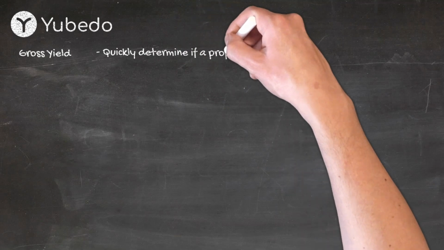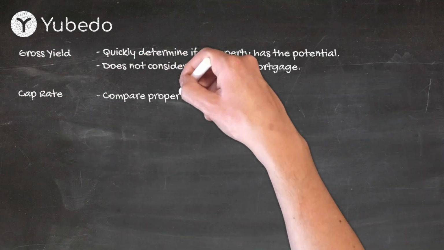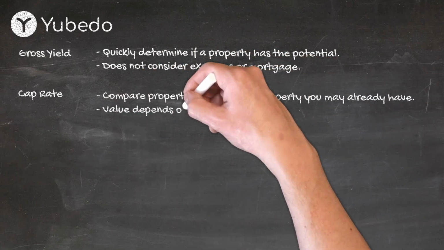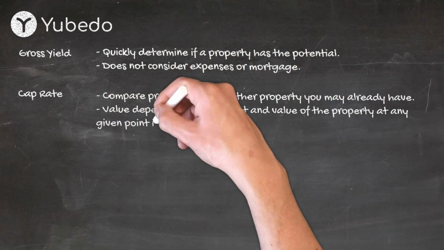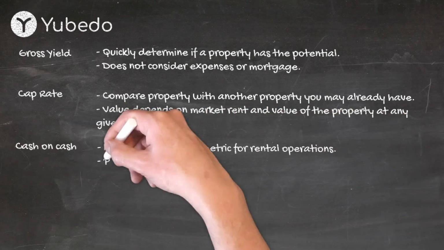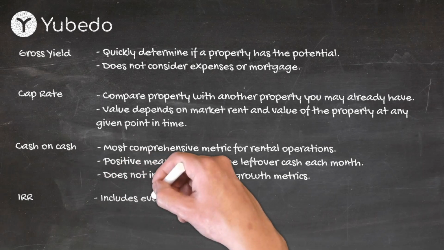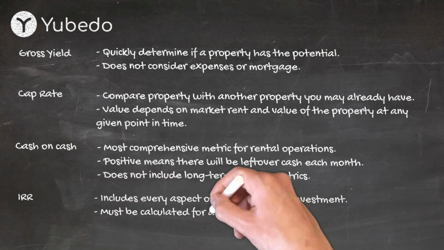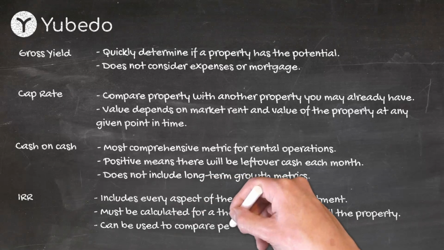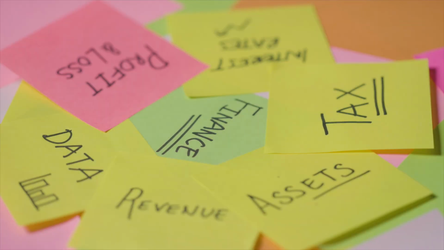In summary, use gross yield to quickly rule out bad investments. Use cap rate for a snapshot of your rental operations at any point of time, and compare it to other real estate deals you have acquired in the past. Cash on cash gives you an idea if you have any leftover cash or you need to contribute cash to pay for the mortgage. And IRR is your all-inclusive go-to metric for evaluating any investment, taking into account both operational income and long-term growth. Remember, these percentages by themselves cannot tell you if a deal is good or not.